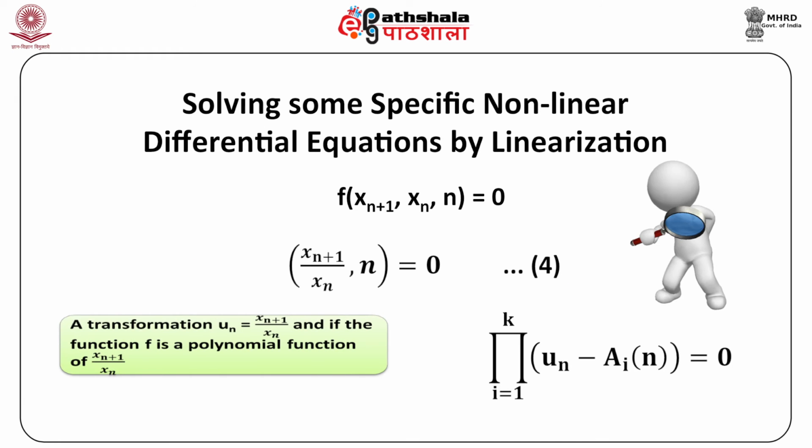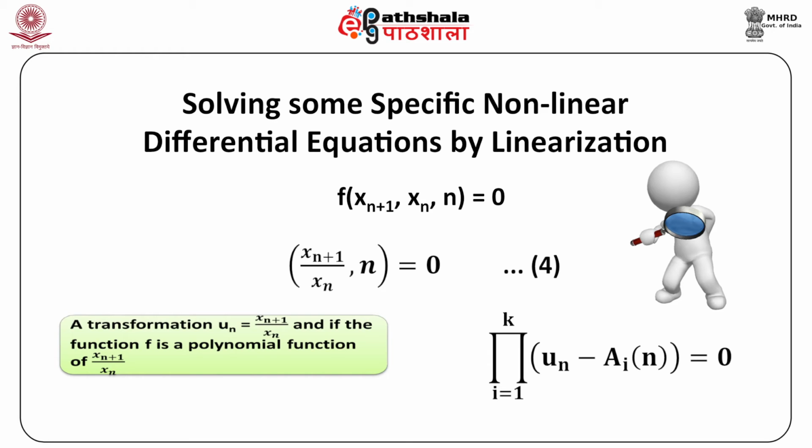In this section, we consider homogeneous first-order non-linear difference equations. The general equation of such form is f(x_{n+1}, x_n) = 0. Now, such an equation in x_n can always be expressed in the form f(x_{n+1}/x_n, n) = 0, equation 4.